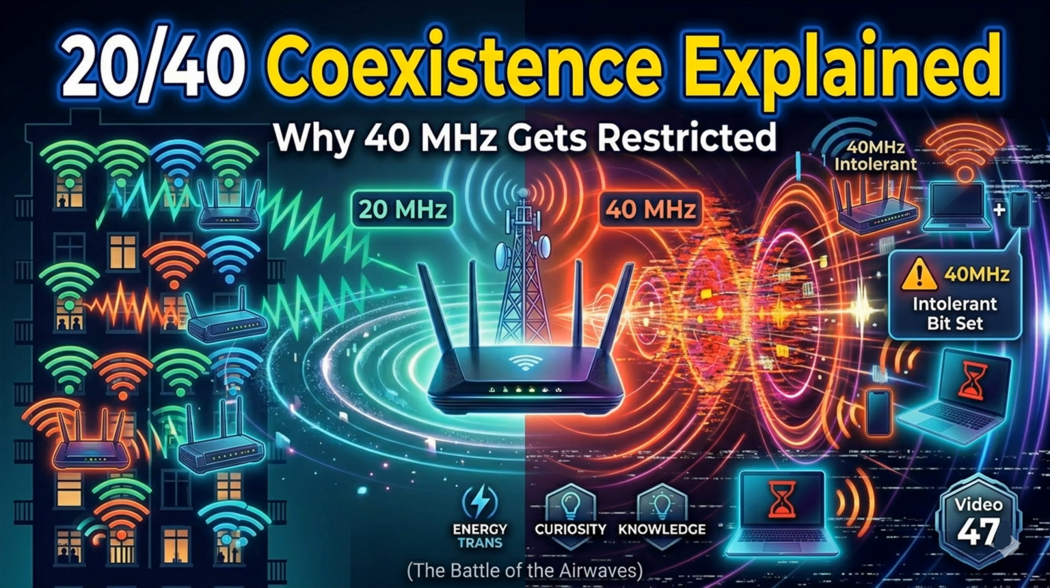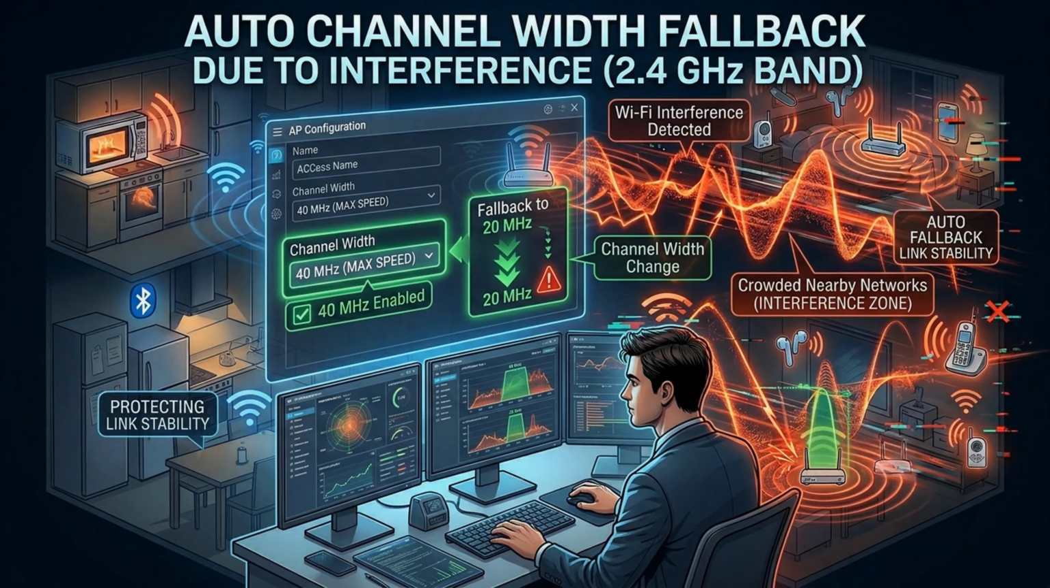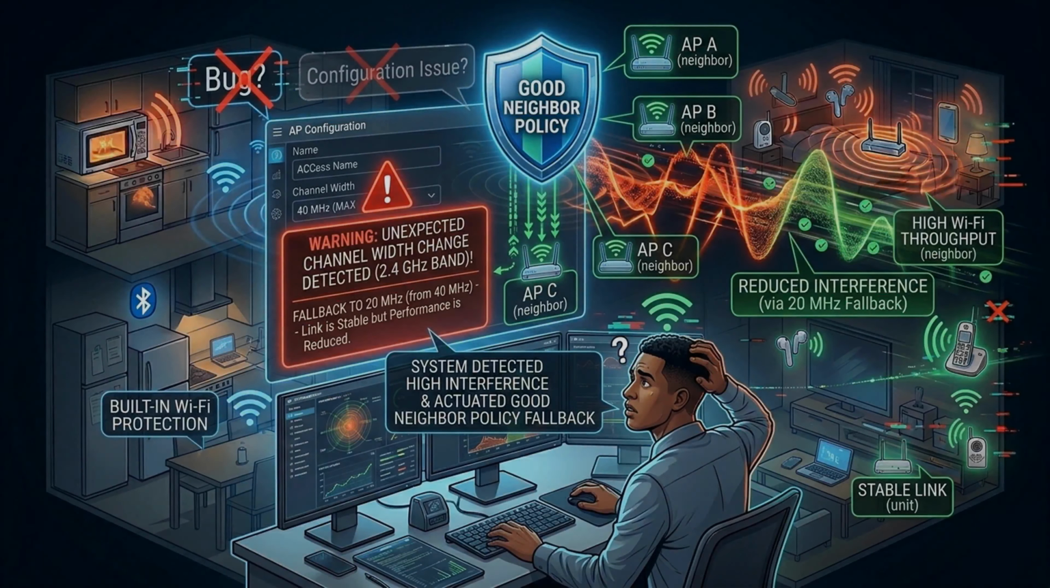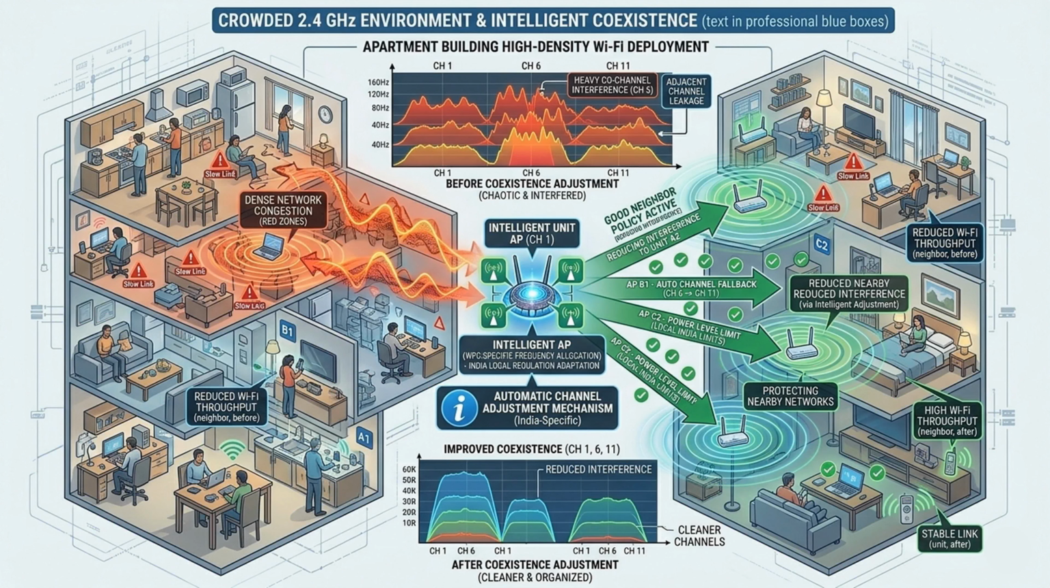20/40 coexistence and the 40 MHz intolerant bit. Have you ever configured your Wi-Fi access point for maximum speed, enabled a wider channel, and then noticed the AP suddenly switch back to a smaller channel width? It might look like a bug or a configuration issue, but it's actually a built-in Wi-Fi protection mechanism called the Good Neighbor policy. This feature is designed to reduce interference and prevent one wireless network from negatively affecting nearby Wi-Fi networks, especially in crowded 2.4 GHz environments.